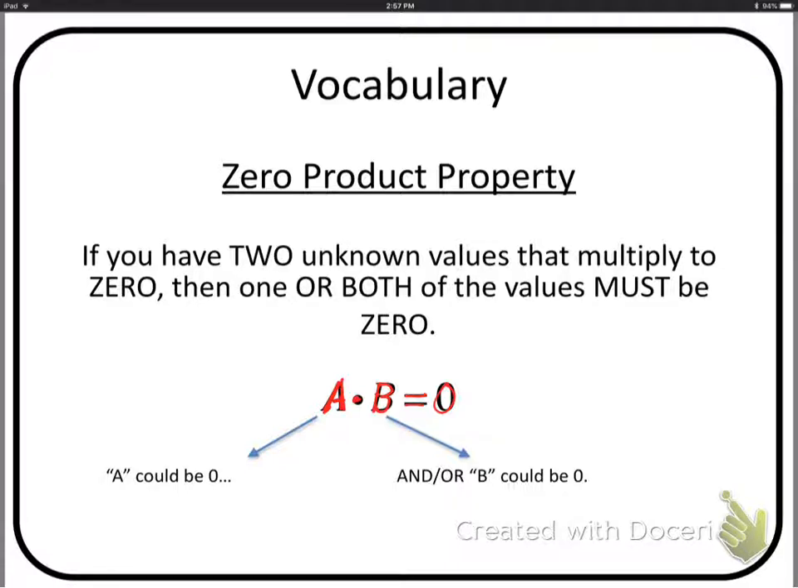If a is equal to 0 and b is any number, I'm going to say 5, then 0 times 5 gives us 0. And vice versa, let's say a is 7 and b is 0, that also gives us 0. And the third scenario is that both of these terms can be 0, since 0 times 0 is still 0.